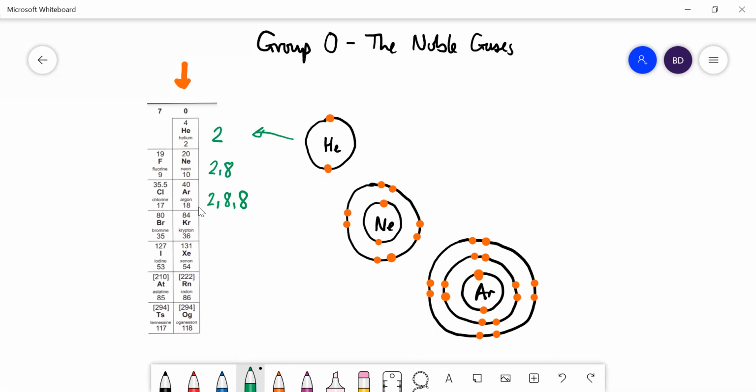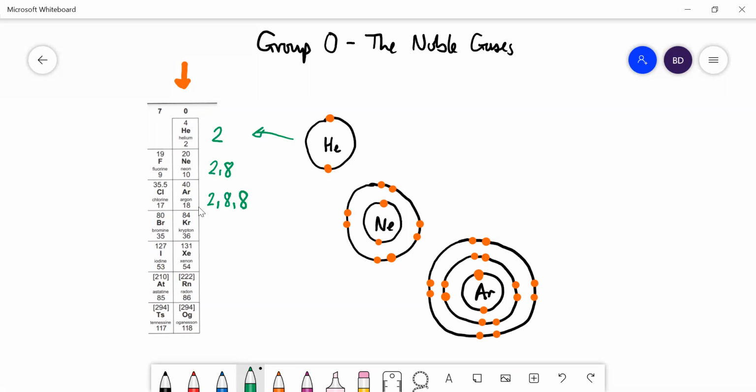but they all have a full outer shell, and that's why they are unreactive. There's no reason for them to react because they have the stable configuration of a full outer shell of electrons.